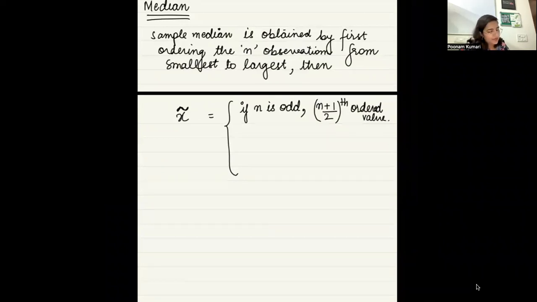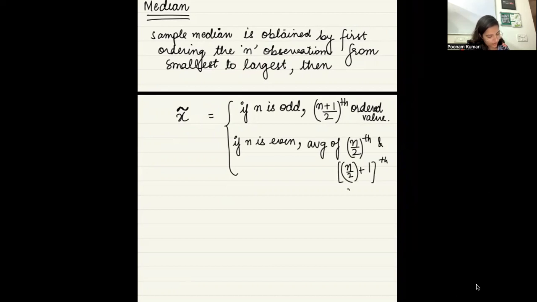And if your n is even, then what is the median value? That is basically the average of the n by 2th and the n by 2 plus 1th ordered value.